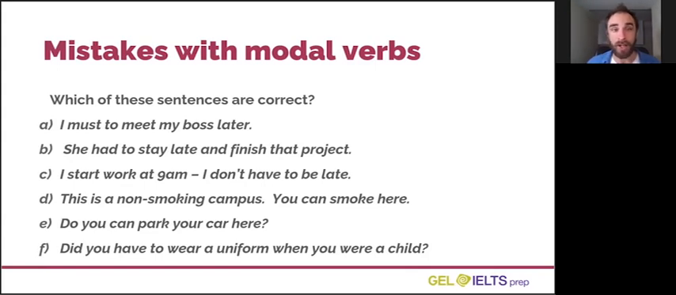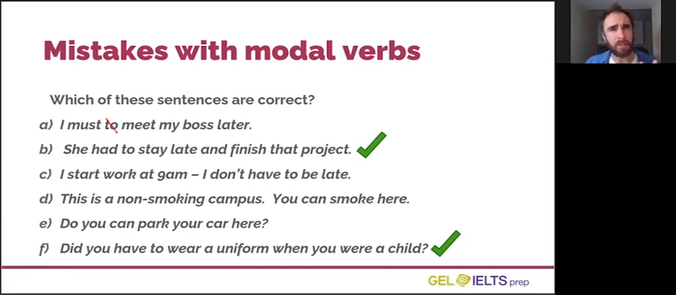The correct answers are B, she had to stay late and finish that project. This was an obligation for her in the past. And F, did you have to wear a uniform when you were a child? Asking a question about somebody's obligation in the past. A, I must to meet my boss later. That is incorrect.